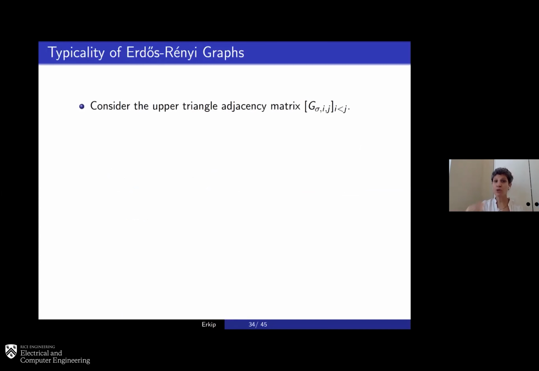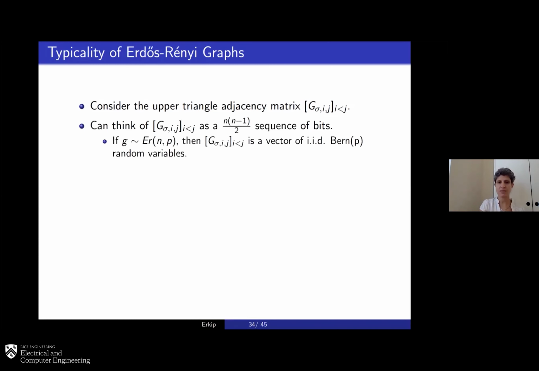Okay, and for that, we're going to recall that these adjacency matrices are symmetric. Hence, if I have n rows and n columns, I don't have to look at all the n squared entries. I only have n times n minus 1 over 2 entries to look at, okay? And I'm going to think of an adjacency matrix as a sequence of bits of length n times n minus 1 over 2, okay?